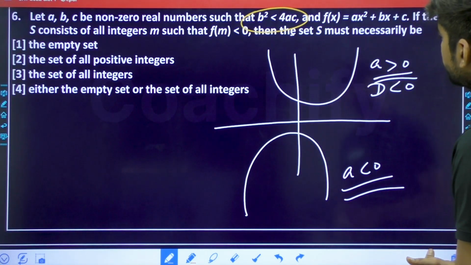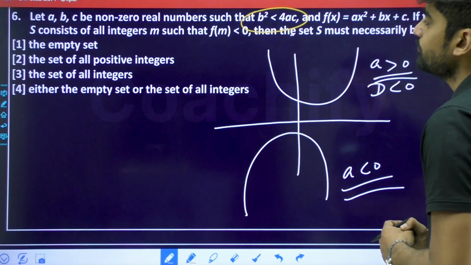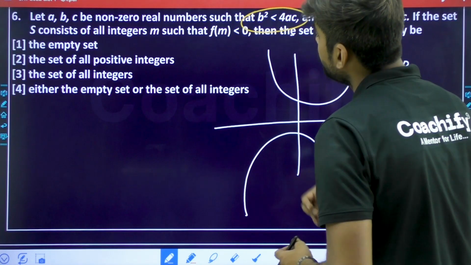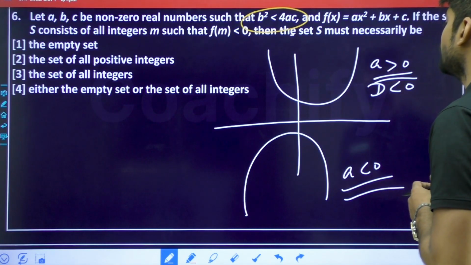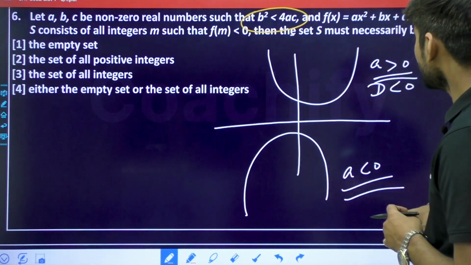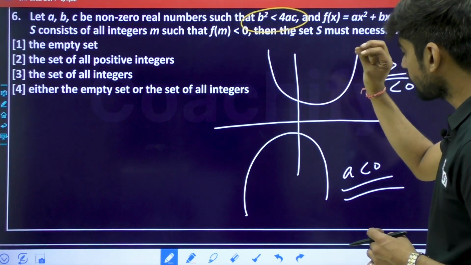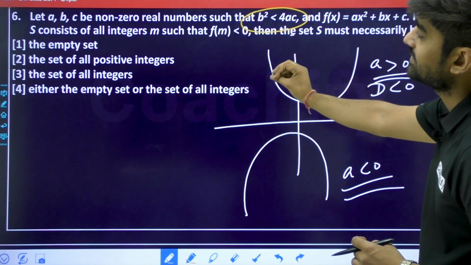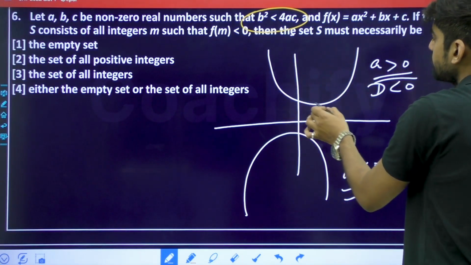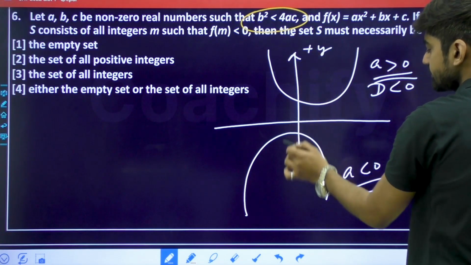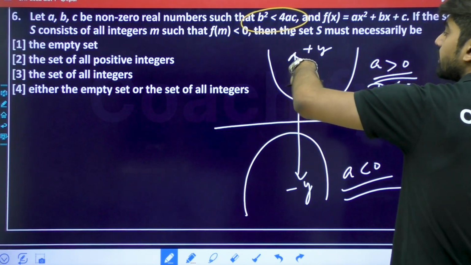So now let's read the question further. The question says if the set S consists of all integers m such that f of m, the value of my expression at m, is less than 0, then the set must necessarily be what? So this is a beautiful question, guys. When your A is greater than 0, then we can easily see that there does not lie a single value in my set for which the value of the expression is less than 0. So you can easily see that the value of the expression is always positive. This is my positive y-axis, this is my negative y-axis. So for all the values, my output is coming out as positive.